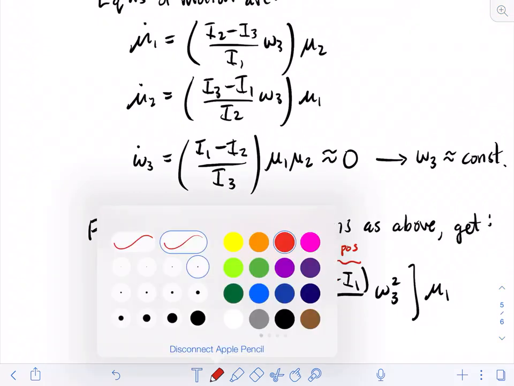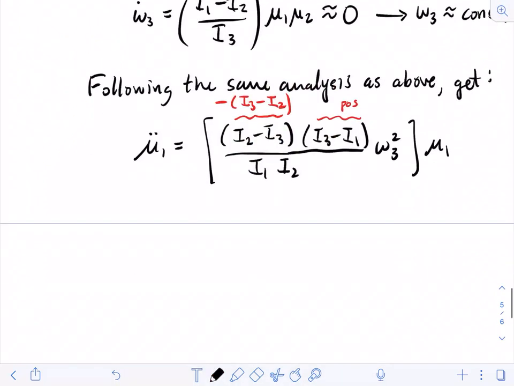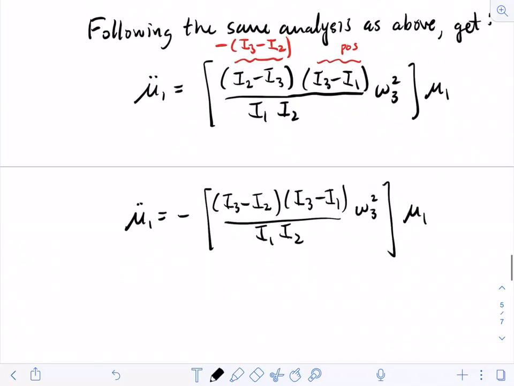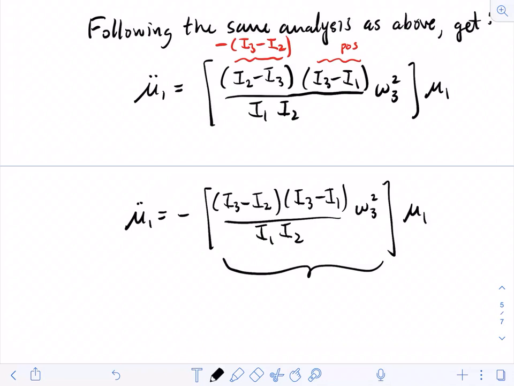And then we'll get that mu1 double dot is equal to minus I3 minus I2, I3 minus I1, over I1 I2, omega 3 squared mu1. And like we did before, we could define this as, say, an omega 1 squared. And the way we've written it, the two differences in the numerator are positive, and so this is a positive quantity.